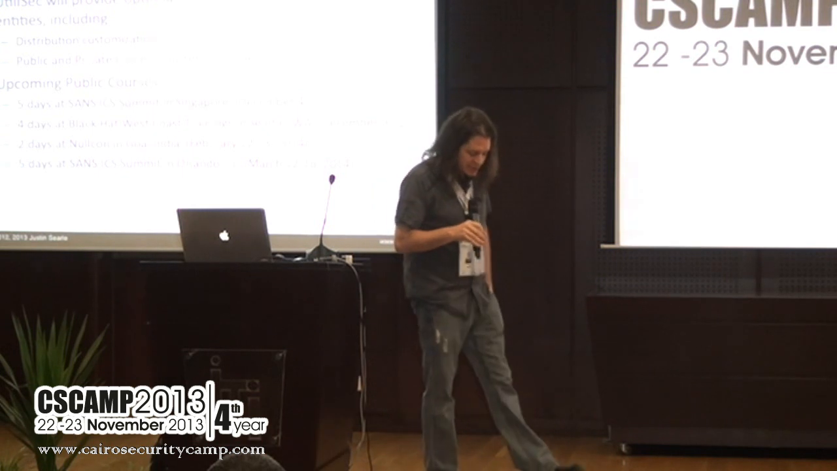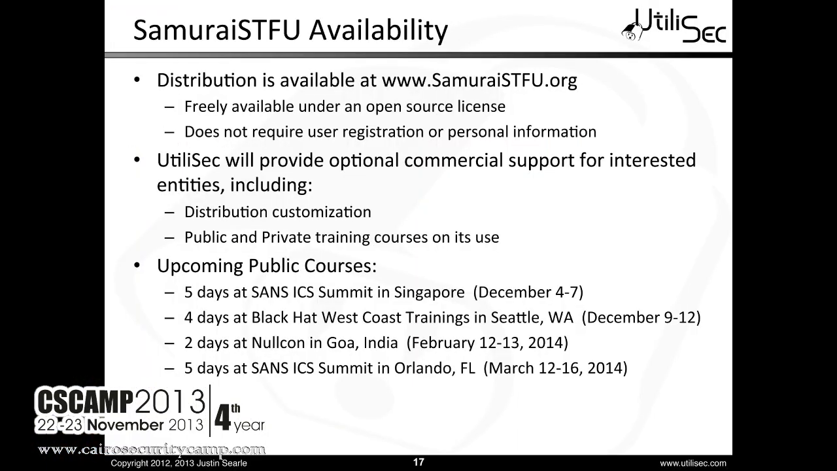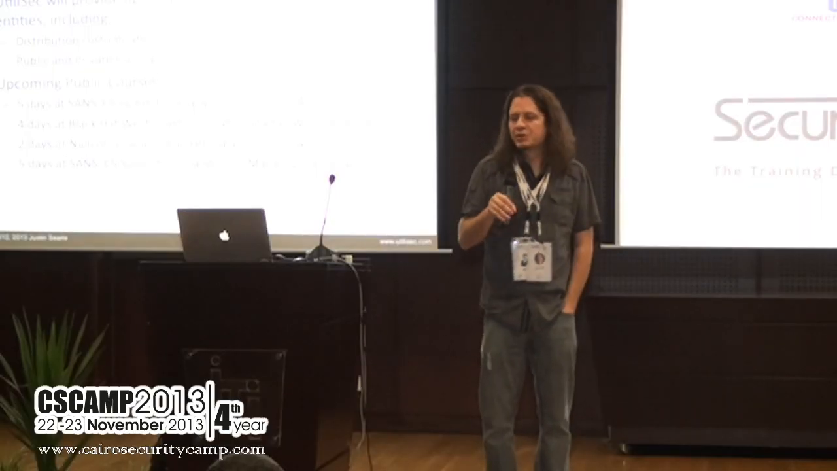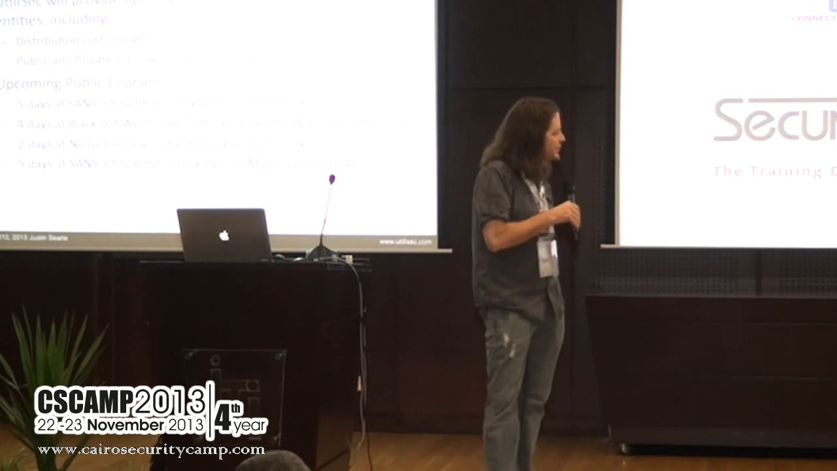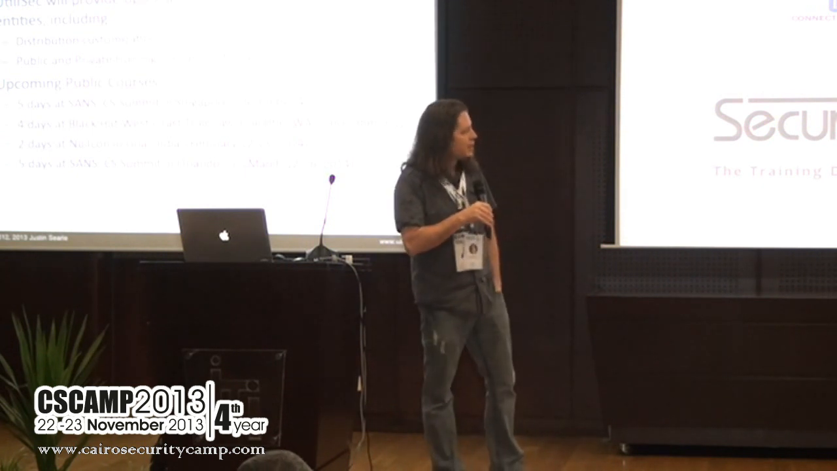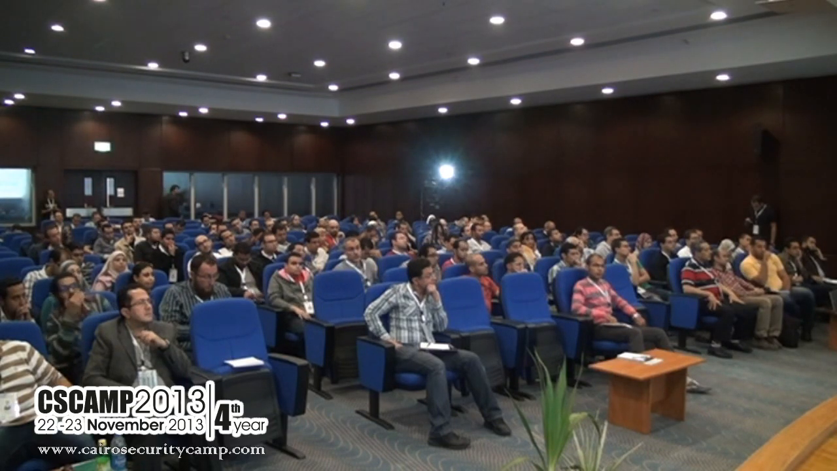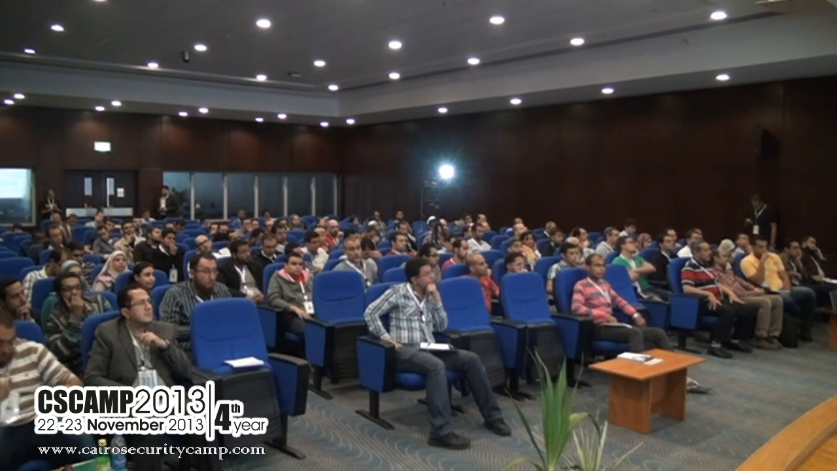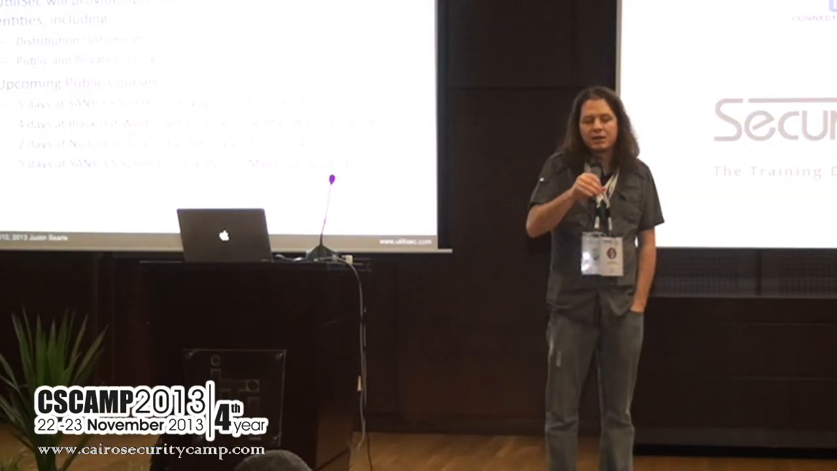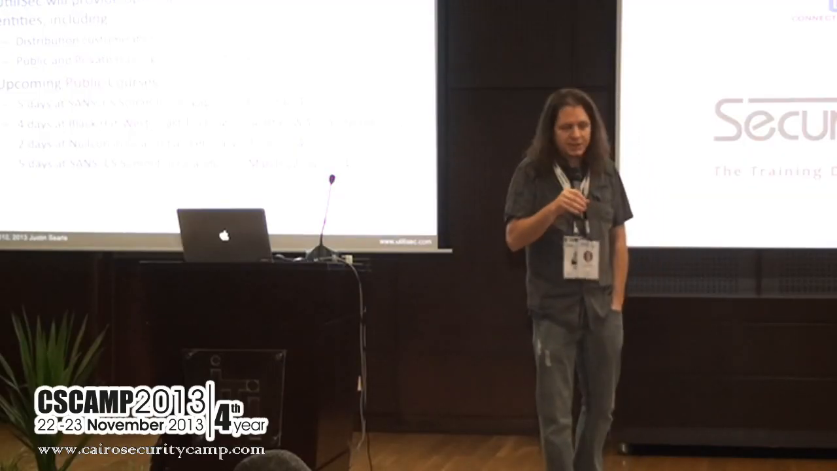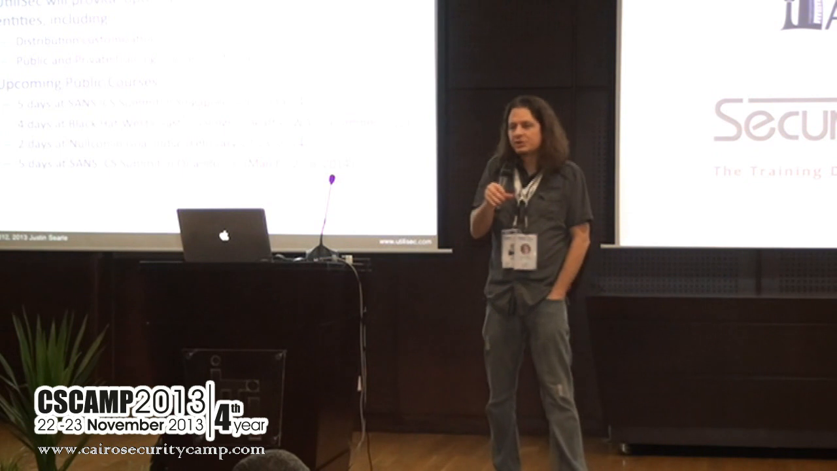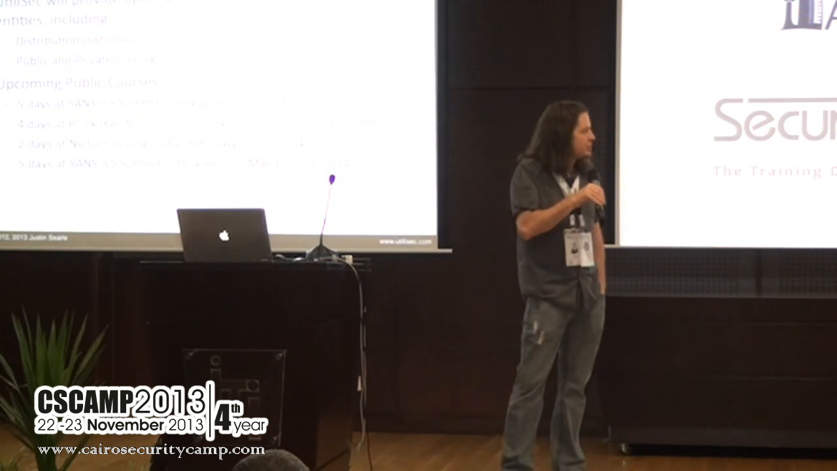So as for availability for this distribution, Samurai STFU is currently available right now. You can get it from samuraistfu.org. It's a free download. There's no registration. It's all open source. Feel free to use it as you see fit. There's lots of different capabilities of using it. If you have any questions, my contact information's on this next slide, and we'll be available. Feel free to reach out to me with any questions that you might have about using the distribution.